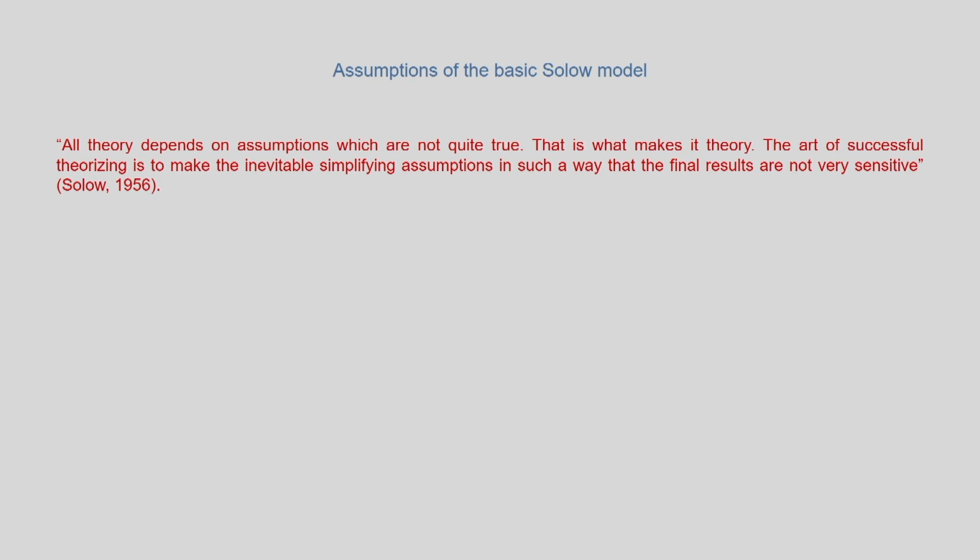He says that in 1956 he wrote that all theory depends on assumptions which are not quite true, and that is what makes it theory. And the art of successful theorizing is to make the inevitable simplifying assumptions in such a way that the final results are not very sensitive. So certain assumptions are bound to take place in any model so as to come up with some predictions or implications with respect to the solutions that we are attempting.